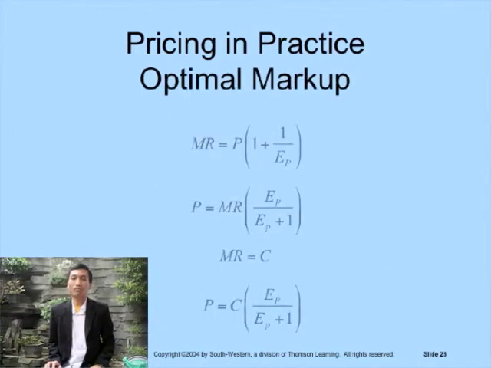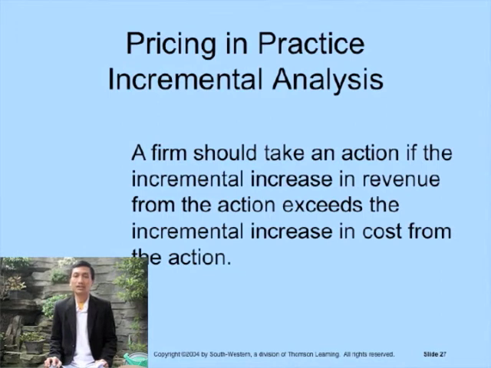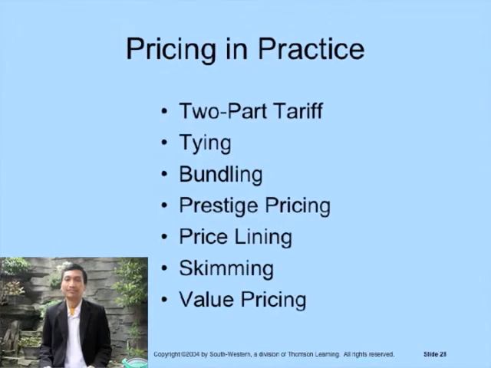And when we talk about optimal markup connected with price elasticity of demand, we get this equation. The markup on cost equals price elasticity of demand divided by price elasticity of demand minus 1. Correct pricing and output decisions require incremental analysis. A firm should take an action if the incremental increase in revenue from the action exceeds the incremental increase in cost from the action. There are many pricing practices in the real world: two-part tariff, tying, and bundling.